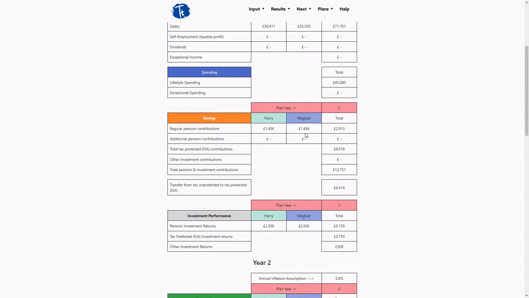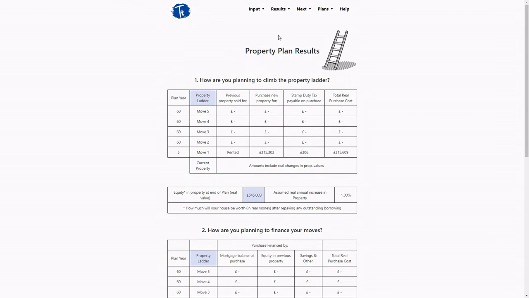We looked at how to build your property plan in the 5th video. Now we can look at how T&T summarizes your property results. Don't forget that all these figures use the average annual real change in property values you have set in the plan assumption to calculate the price at which you plan to buy and sell your property.